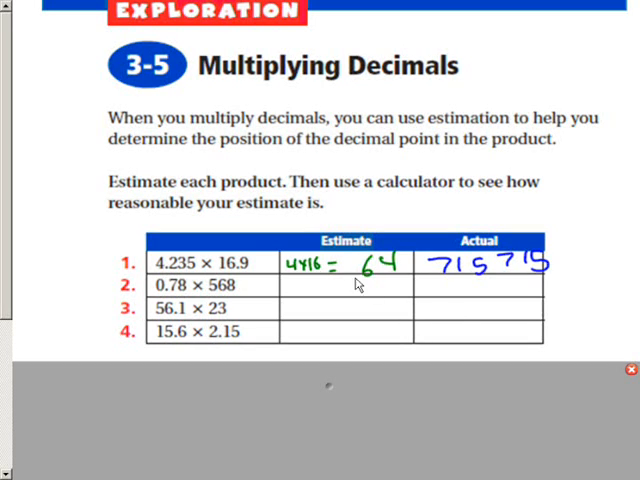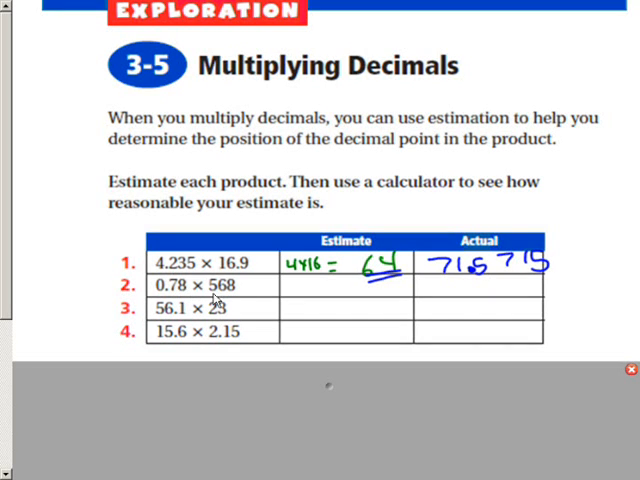715715. Now, if I know that my answer needs to be close to 64, where in this number am I going to put the decimal? If I put it here, then I'm saying it's 715. That's way too big. If I put it here, I'm saying 7. That's way too small. So it looks like if I put the decimal here, that's going to be the closest to 64. All right, let's try this one.